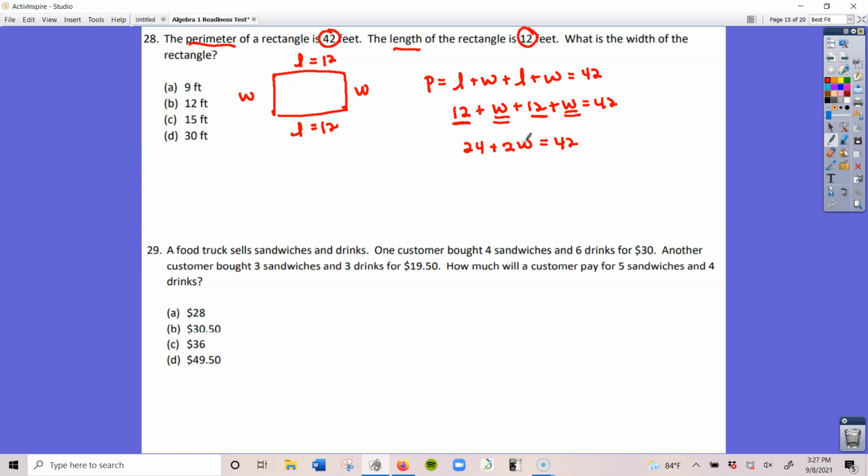Now, let's solve for W. We're going to subtract the 24 from both sides. And this will give me 2W is going to equal, I need to borrow a 1 from the 4. 12 minus 4 is 8. And then, oops, this is a 3. 3 minus 2 is 1. Then we divide by 2. So the width of the rectangle is going to be 9.